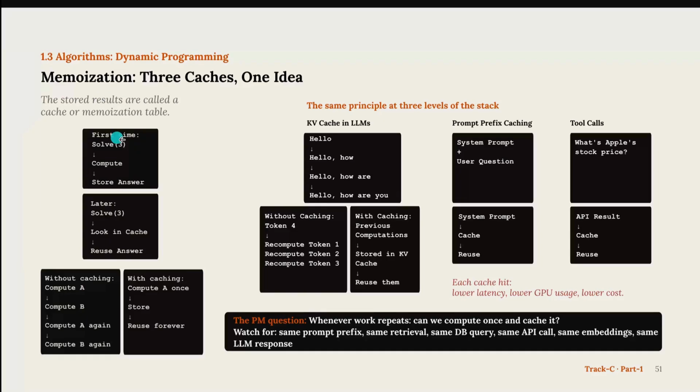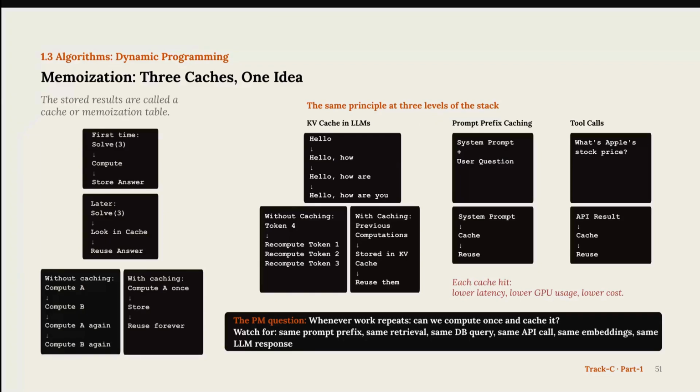Imagine the first time you're doing a solve(3) compute and you're storing the answer. The next time you ask for this, it'll look in the cache and reuse that answer. What happens without caching is you compute A, you compute B, you compute A again, you compute B again. But with caching, you compute A, store it, and reuse it forever. The same principle applies at all three levels of the stack.